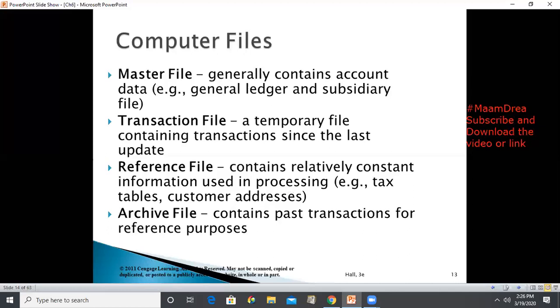So the reference, we also have the archive file, which contains past transactions for reference purposes. This is the one that is retained for future reference. Mostly, this is very important. This includes the journals, prior period payroll information, list of former employees, the records that we use for accounts write-off, and prior period ledgers.